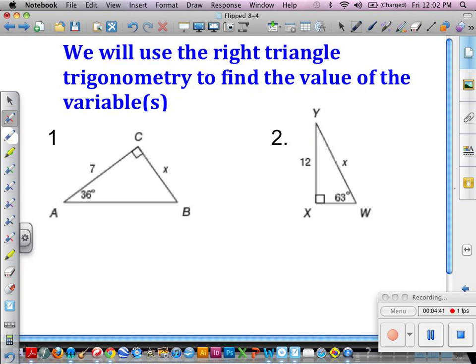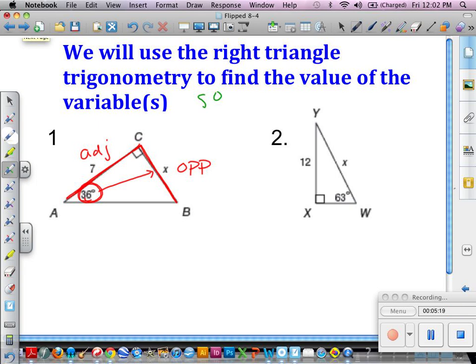The directions say we will use the right triangle trigonometry to find the value of the variables. So in problem number 1, I need to find the value of x. I am given the angle 36. X is opposite 36. I'm also given this side 7, which is adjacent. So let's look at our trig functions.